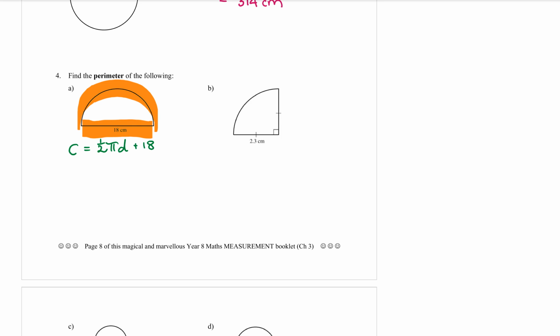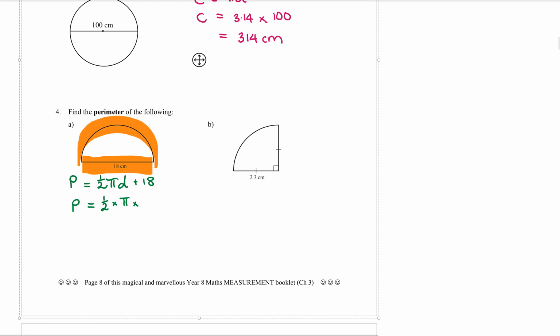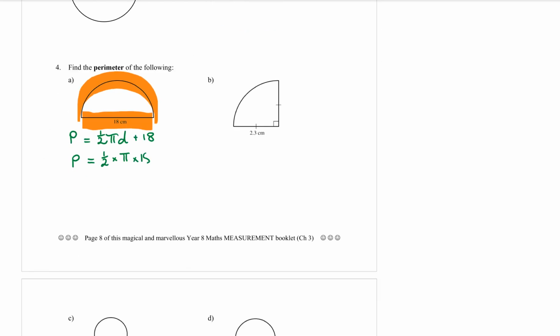Okay, now instead of calling it circumference though, because it involves a straight side, I'm going to call that P for perimeter. Let's substitute into that formula. So I had a half, then I'm going to times that by pi. I'm going to use the pi button on the calculator again. And I times that by the diameter of my circle, which is 18. Then I also have to add on the straight side, which was 18. And the third line is to type all that in the calculator.